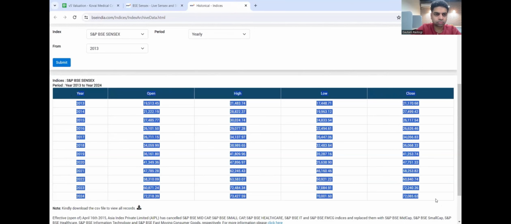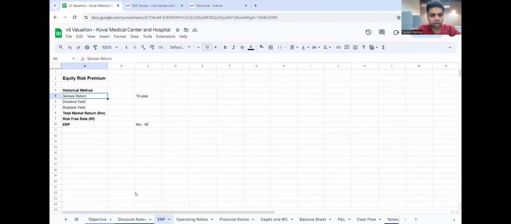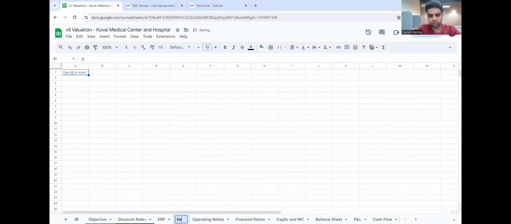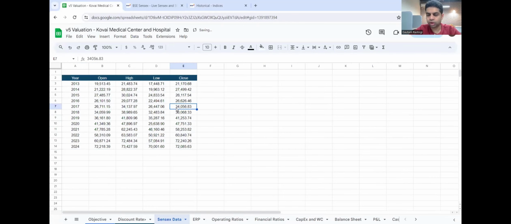Copy them, okay, and paste them in the spreadsheet. Let's create a separate tab. Call it Sensex data, and we'll house all this Sensex data over there. Okay. All right. Now let's tabulate the market Sensex return.